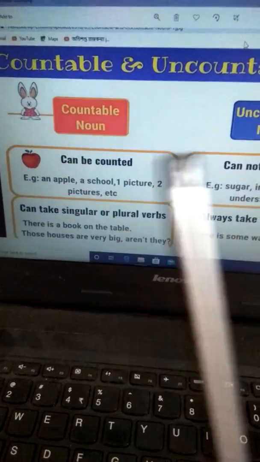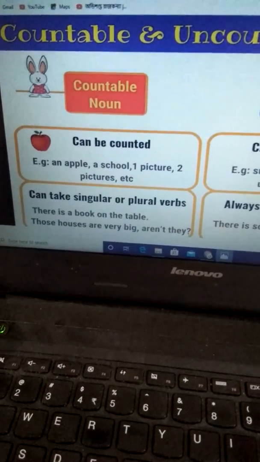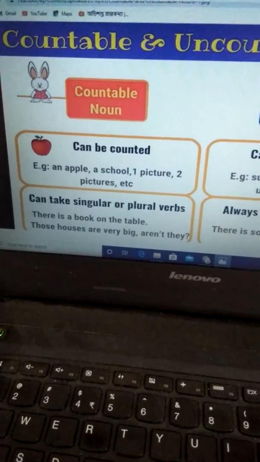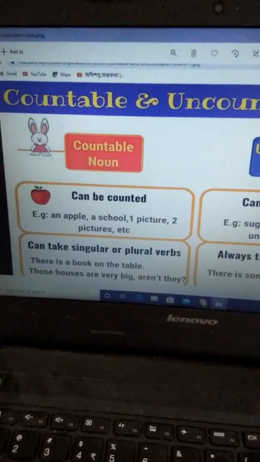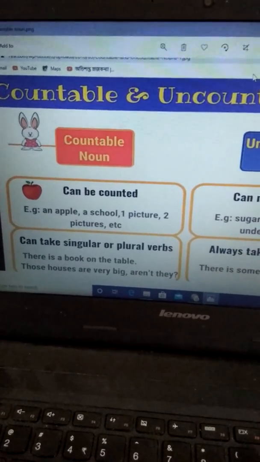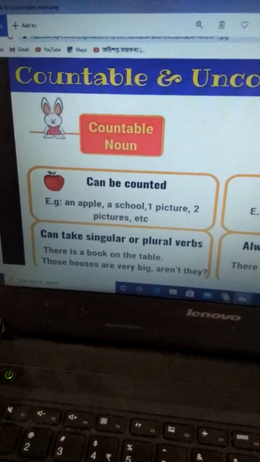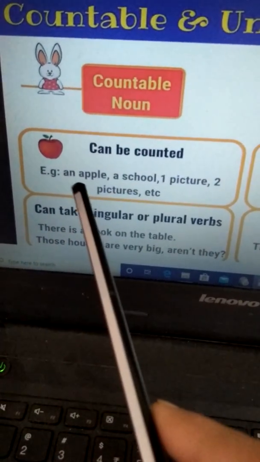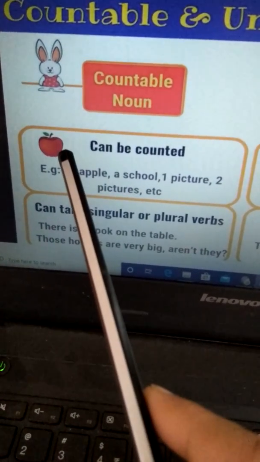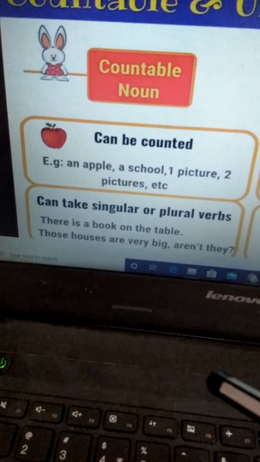Then what is a countable noun? A countable noun is one in which the noun can be counted. For example, pencils. If I ask you how many pencils do you have, you can count the number of pencils and thus it is a countable noun. Here we can see an apple. So it means one apple. 10 apples. That means we can count the number of apples.